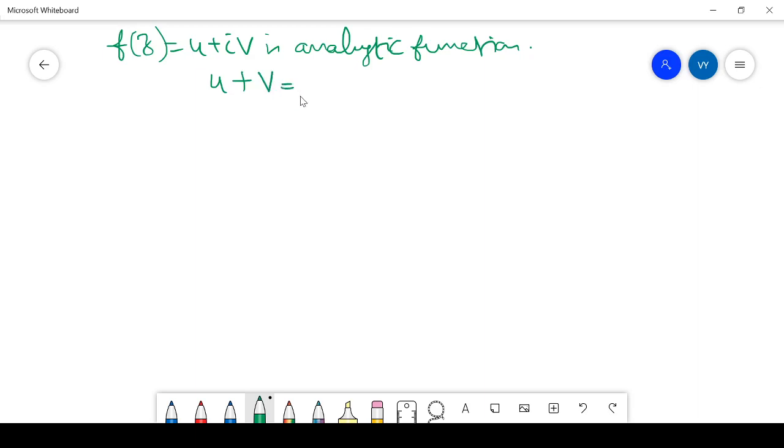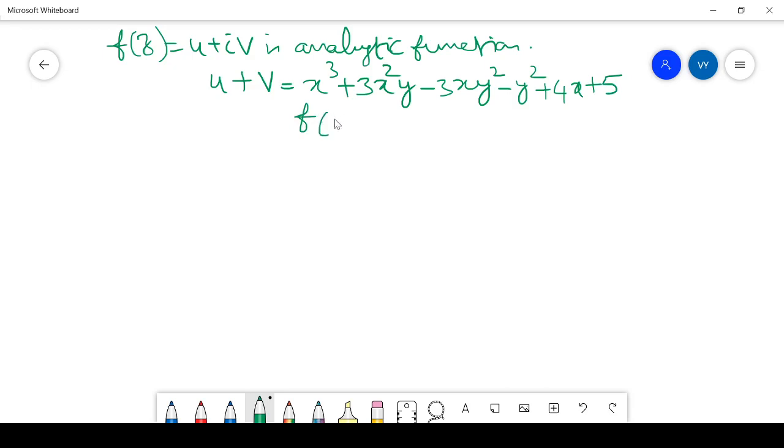Okay, they have given u plus v as x cube plus 3x squared y minus 3xy squared minus y squared plus 4x plus 5. Okay, and it is also given that f of 0 is equal to 2 plus 3i. Now we have to calculate the function f of z is equal to u plus iv.